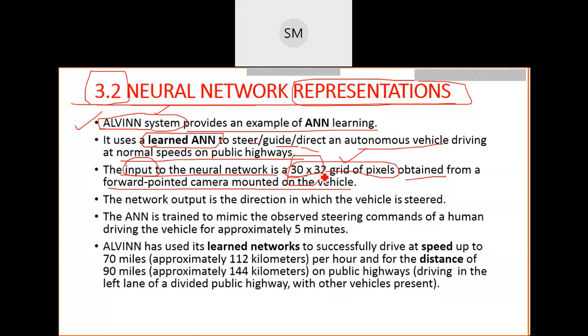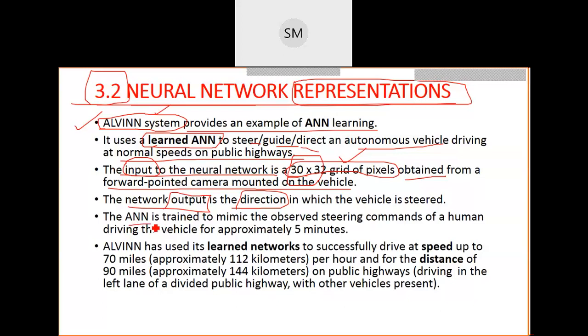Now let us see what the output will be. Our network will give us output, and that output is in the form of direction. That is, at which angle I have to rotate the steering of my car. Whether I have to rotate it towards the right side or left side, or keep my steering straight without any rotation. All these things will be decided, and all of these are output. So the direction of the car itself will be the output.